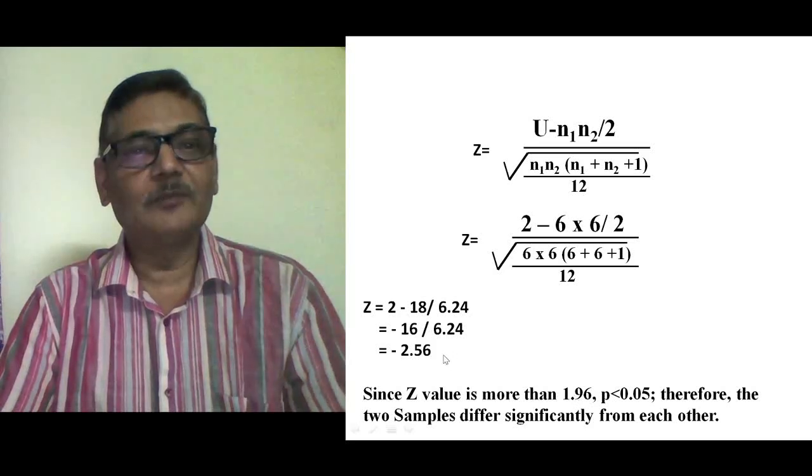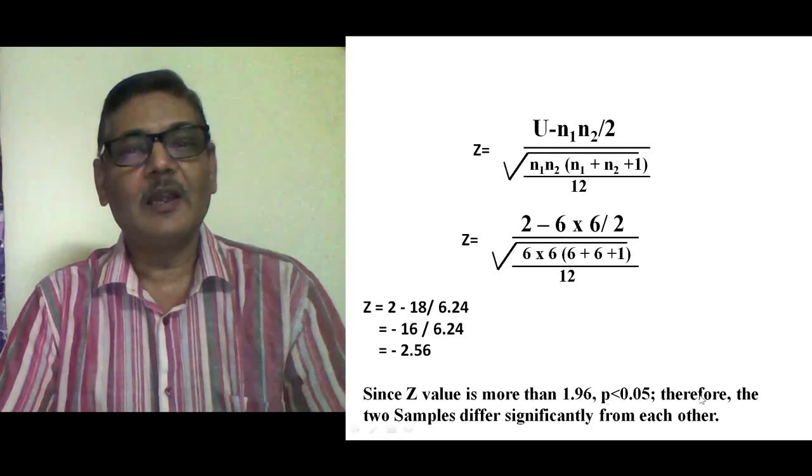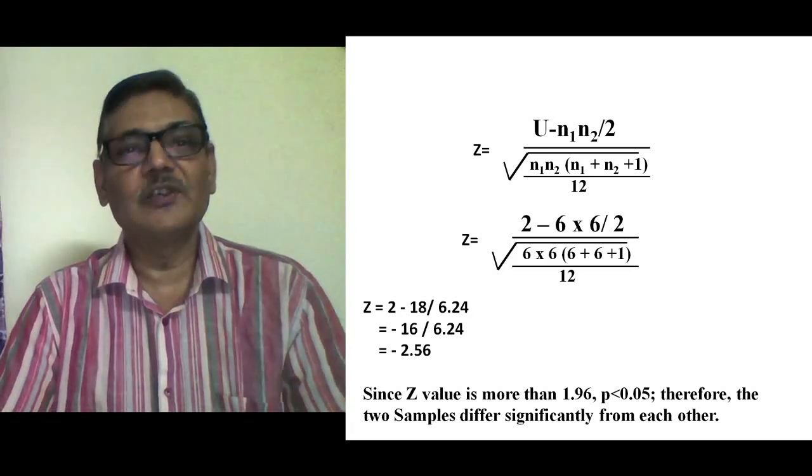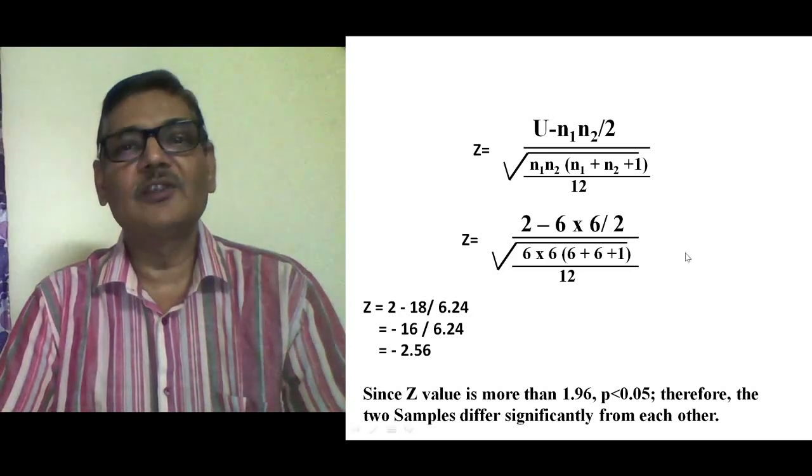So we reject the null hypothesis. Probability is less than 0.05, and we infer that the two samples differ significantly from each other. So these are the steps. Mainly two steps are considered here, and it's quite easy to perform.